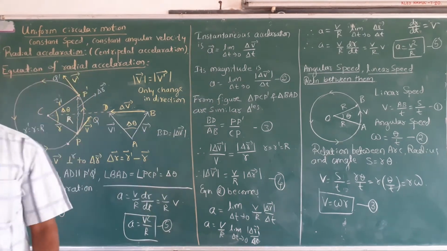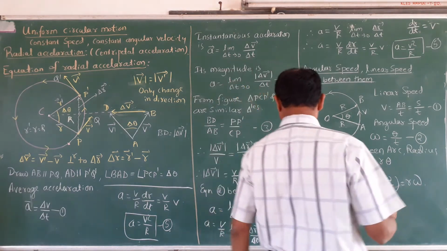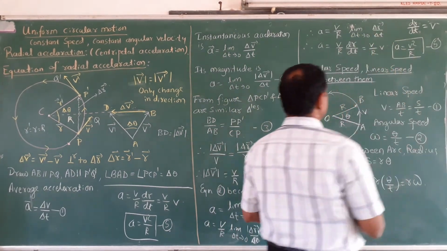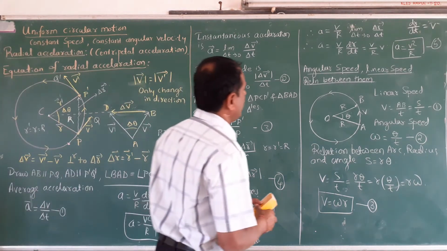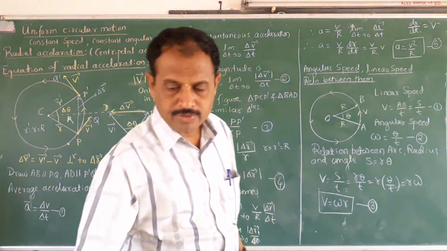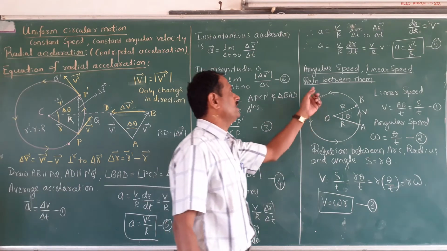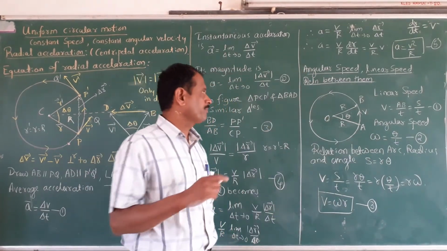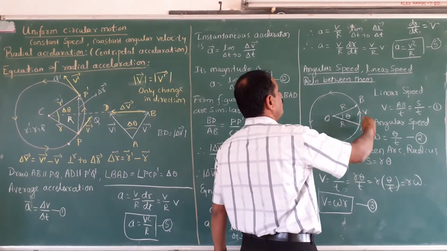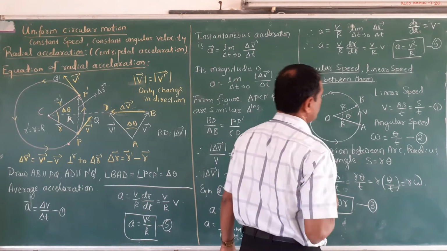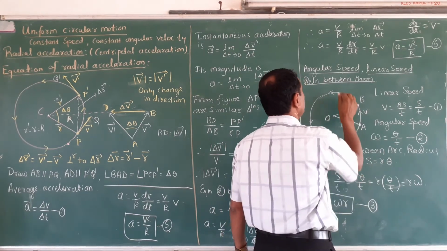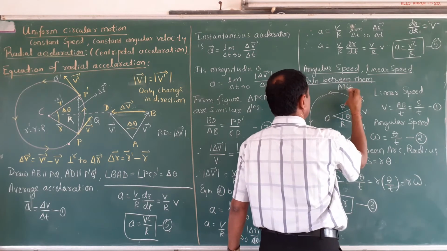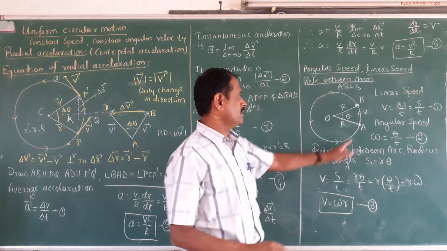Now we come to this point: angular speed, linear speed, and relation between them. A very important concept here. Now see here. A particle moves in uniform circular motion. When the particle moves from A to B, it covers the linear displacement.